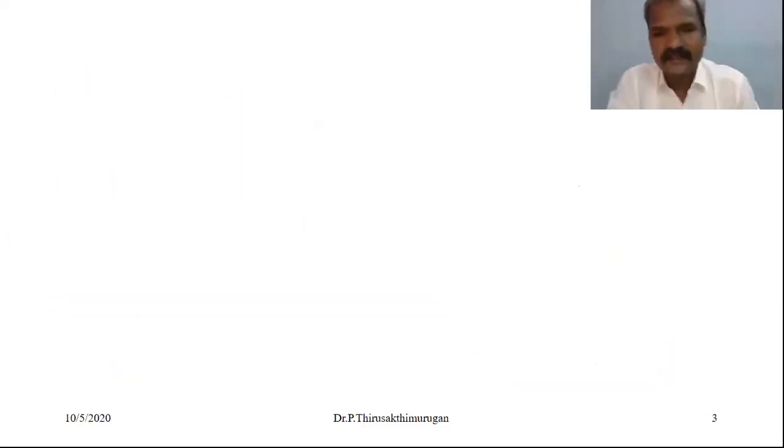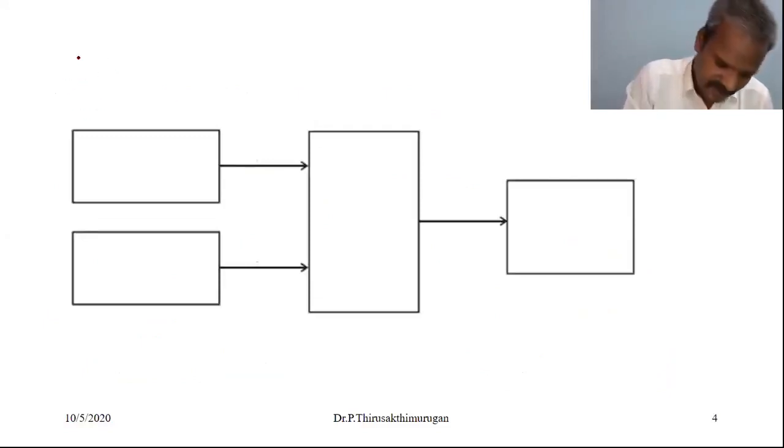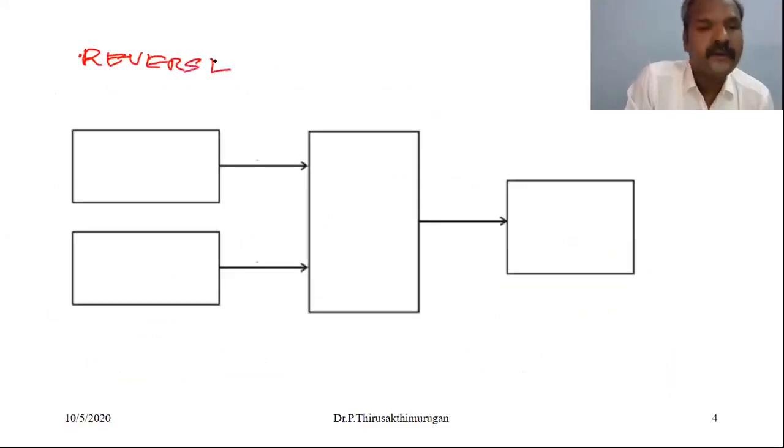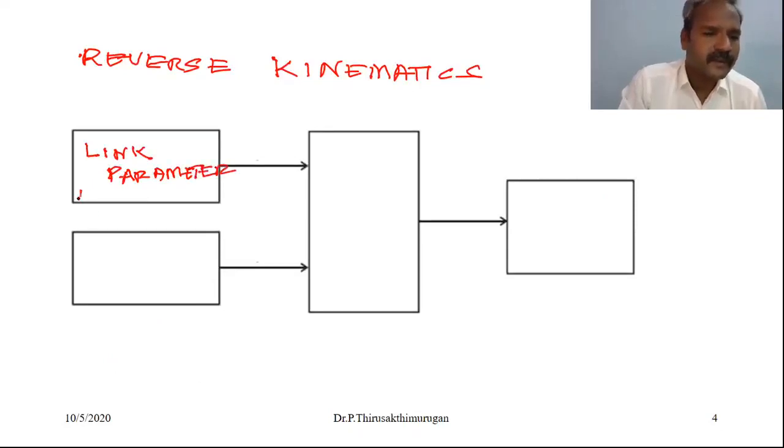Then next is, suppose say, this is reverse kinematics. Okay, this is reverse kinematics. So in this reverse kinematics, the link parameters are constant. Okay, link parameters. What are the link parameters? L1, L2. There are n links, L1, L2, etc., Ln. Okay, link parameters given.